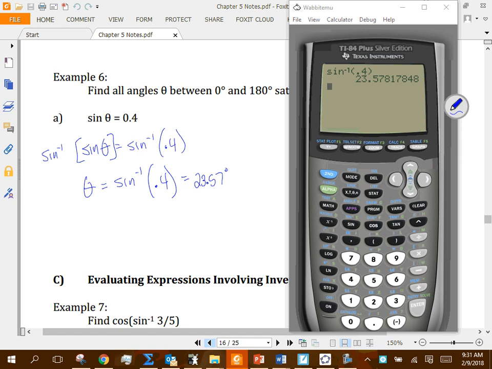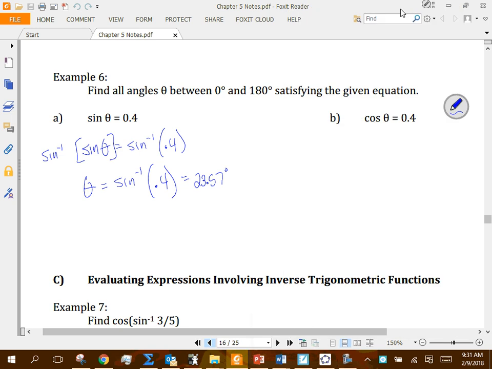And this is where people struggle. This is what I was trying to get to earlier, is that they think that's the only answer. They type that in, they write that down, whatever, submit their work, and they miss 50% of the question. Okay? Because of this idea: if I know that sine of theta was 0.4, I know sine of theta was 0.4.